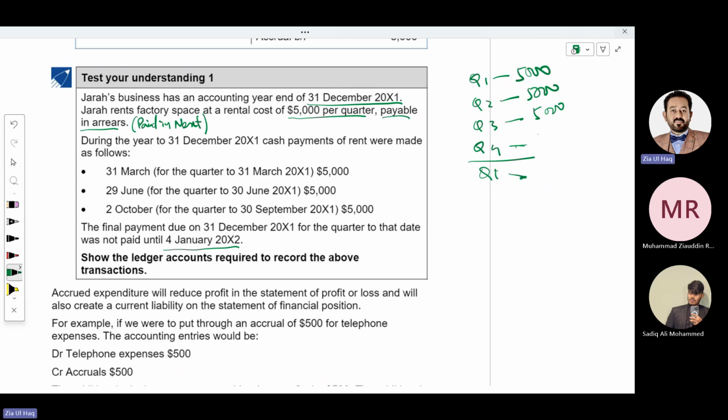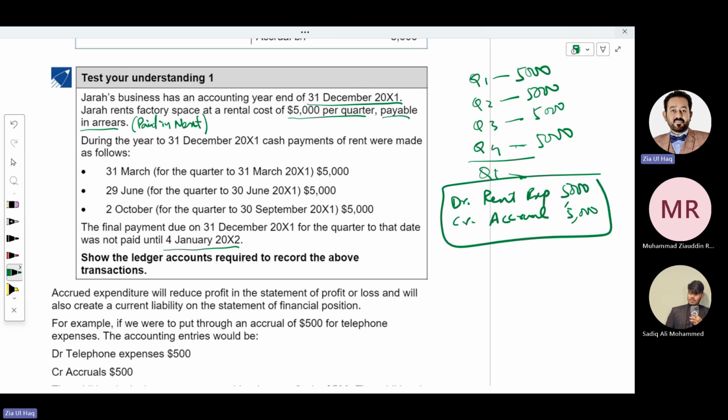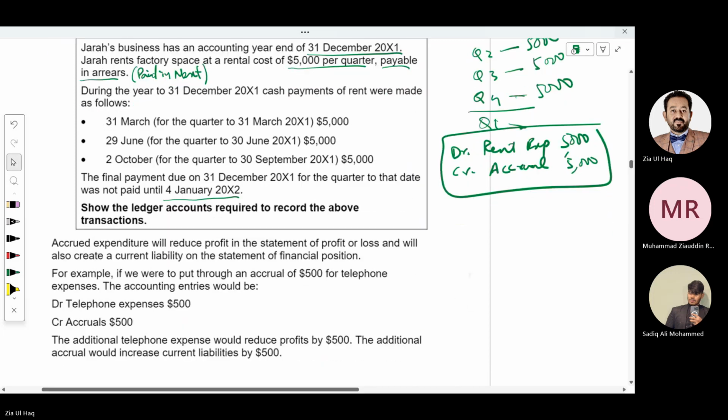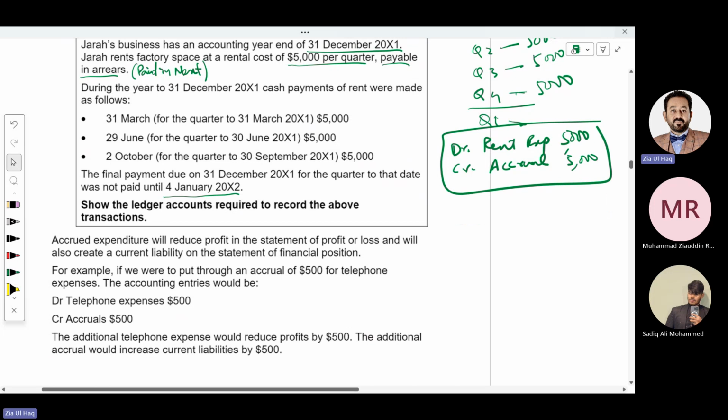So how much? 5,000 is accrual. So we'll record debit, rent expense with how much? 5,000, and credit accruals with how much? 5,000. This will be our accounting entry. They have recorded here. No, this is something different. This separate example.